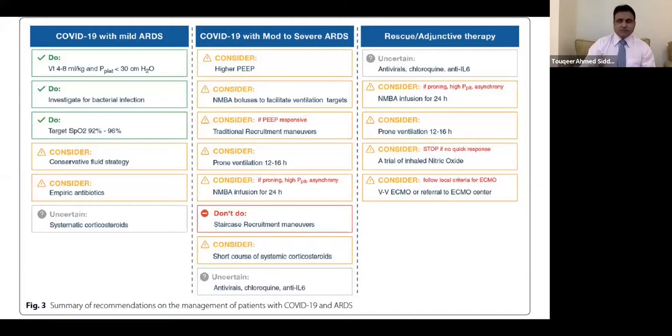Mandatory ventilation is inferior compared to patients spontaneously ventilating.